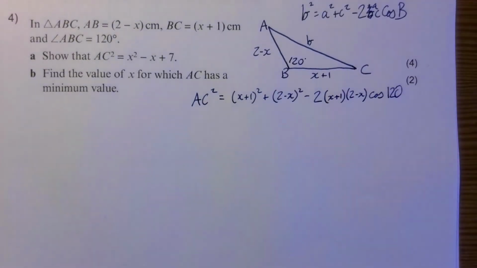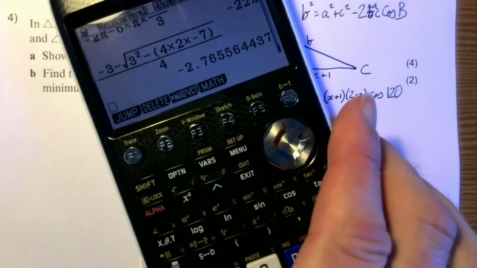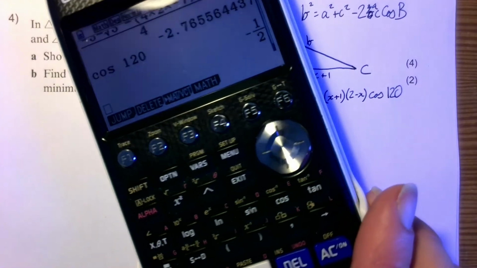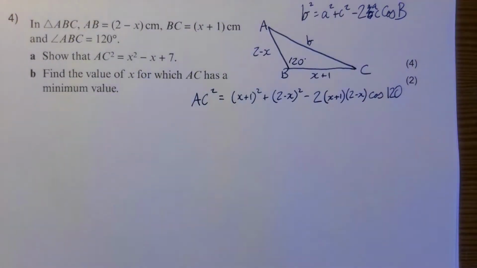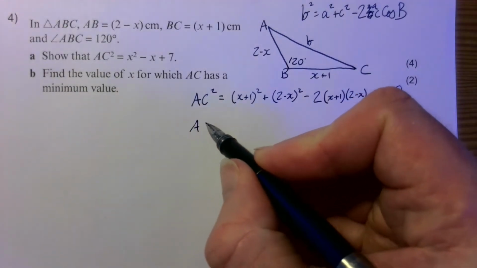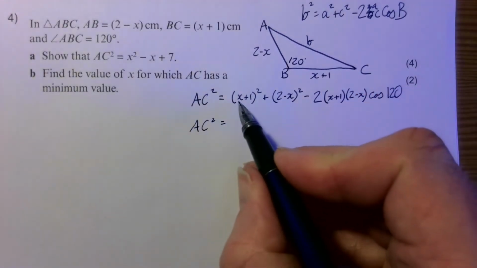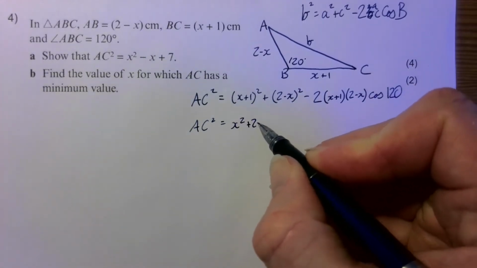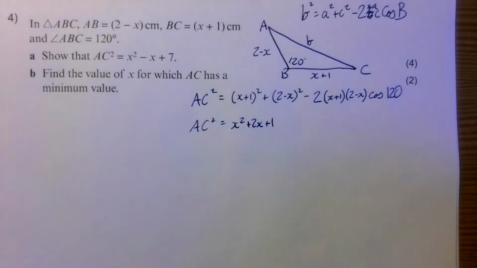120. Now, you should know it, but don't worry if you don't. Cos 120, if you pop that into your calculator, cos 120 is minus a half. So we need to put that in there. So AC squared can stay there. Now we just need to expand all of these. That's going to give me x squared plus 2x plus 1.